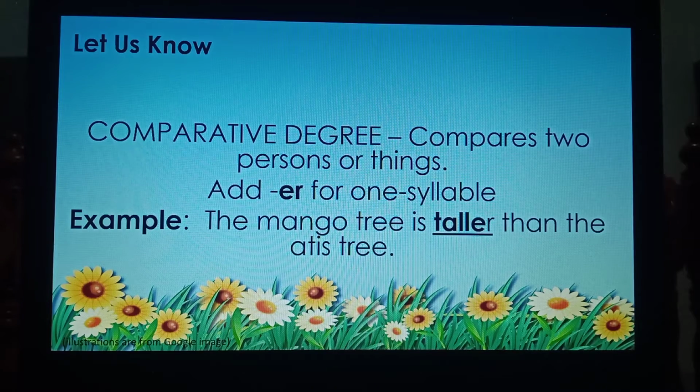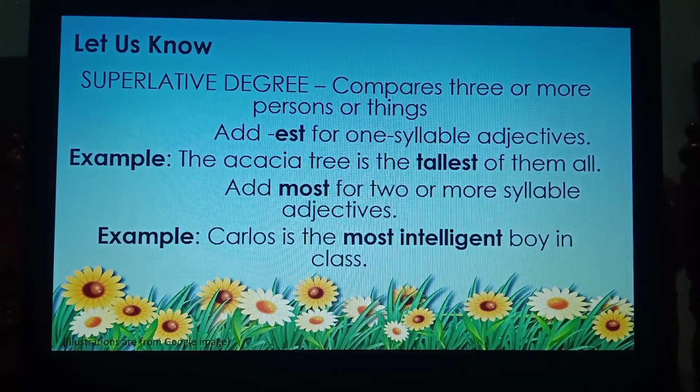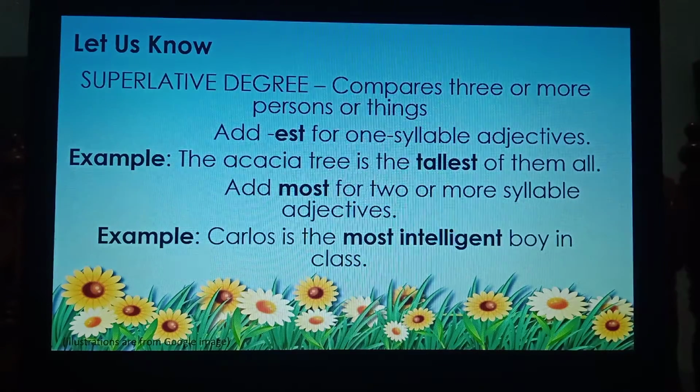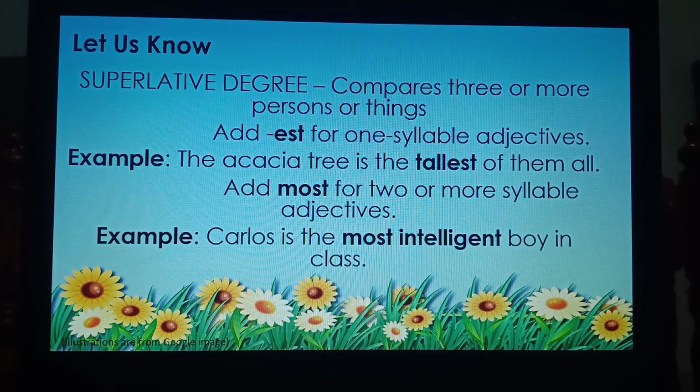Next, comparative degree. It compares two persons or things. Add er for one-syllable adjectives. For example, the mango tree is taller than the artist tree. Superlative degree. It compares 3 or more persons or things. Add est for one-syllable adjectives. For example, the acacia tree is the tallest of them all.